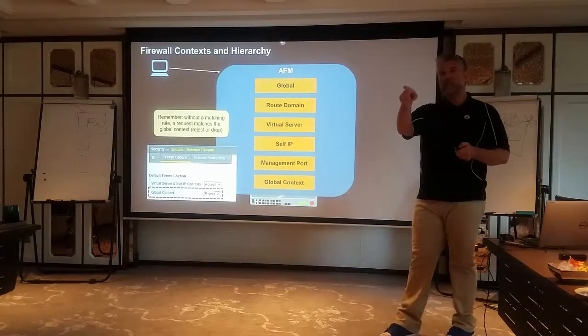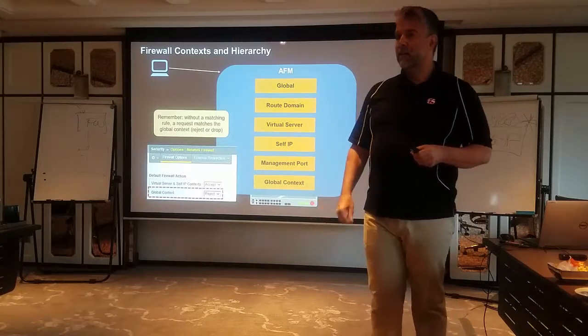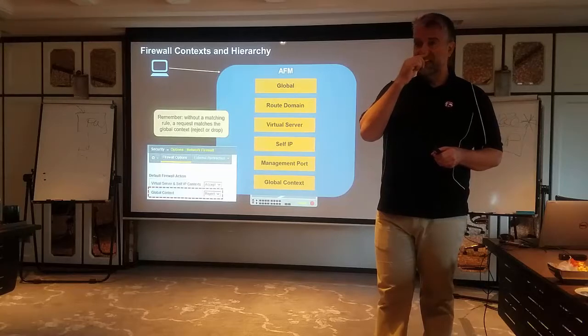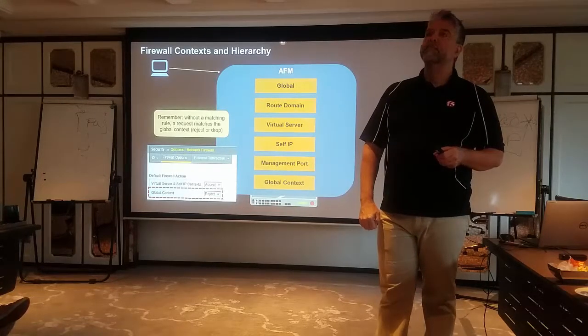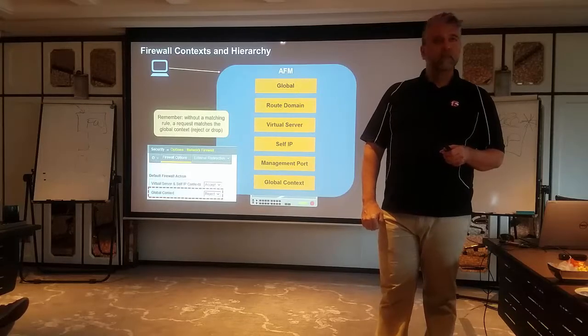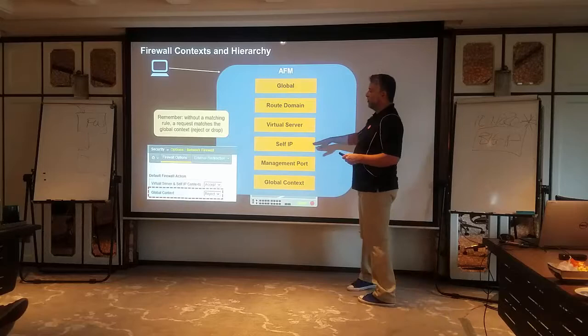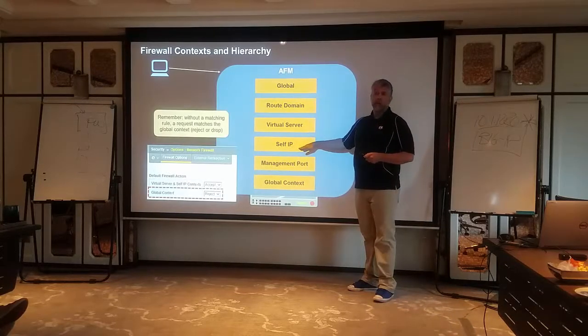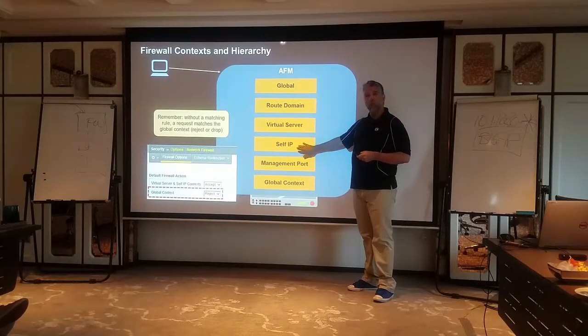Was there a question over here? I want to ask about the self-IP context. Is it traffic that has the destination IP address of self-IP? I mean traffic going to that self-IP or any traffic going through that self-IP? So the only time people access the self-IP is when they're typically accessing, they want to access the configuration utility from home. So we can now create rules that allow or block that.